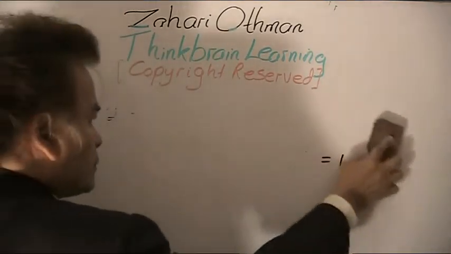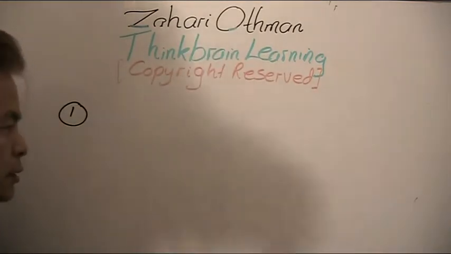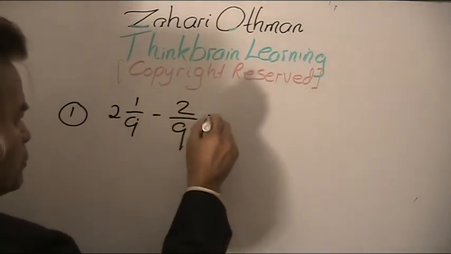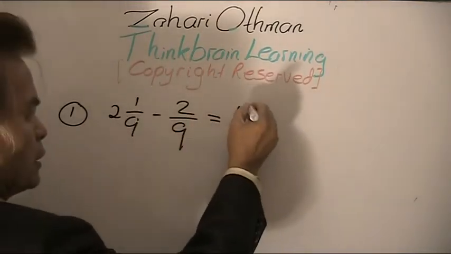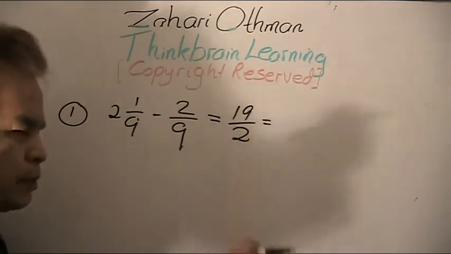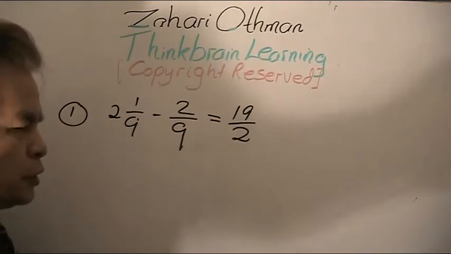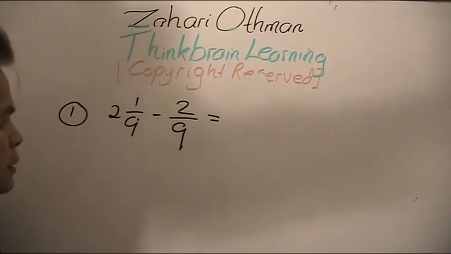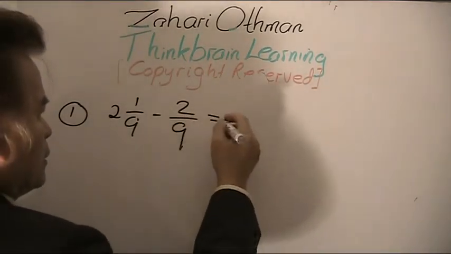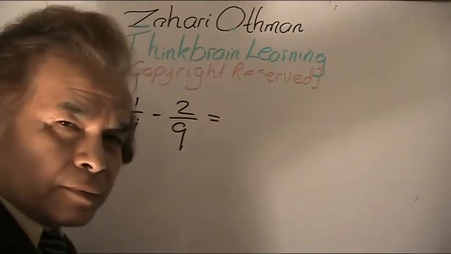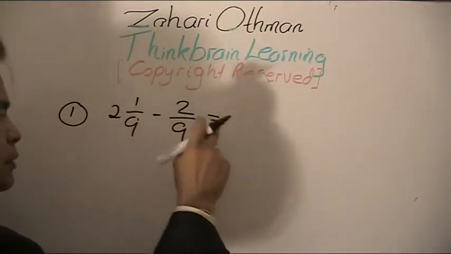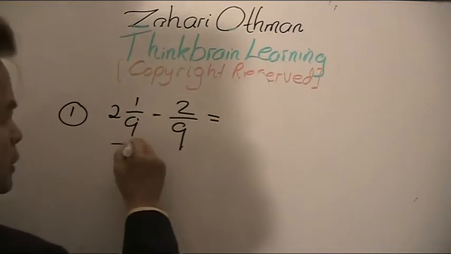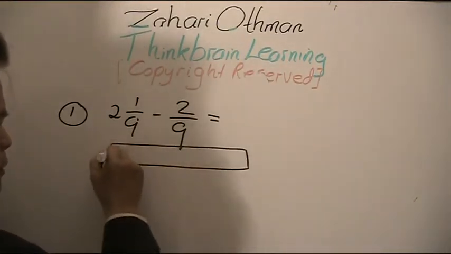Now, this is 2 1/9 minus 2/9. And what we did just now was we changed that to improper fraction. Now, how would you present this in the form of a diagram? So you have two objects. Now we present this by objects: 1, 2.